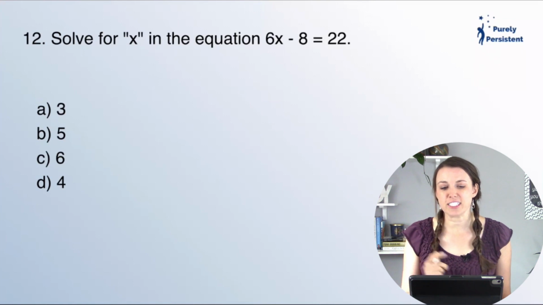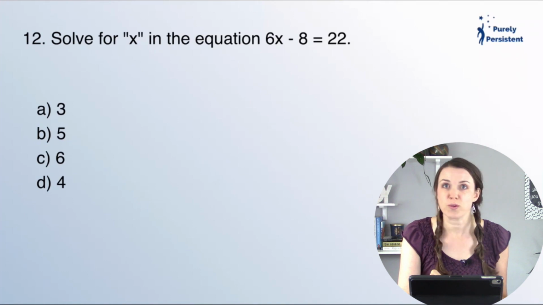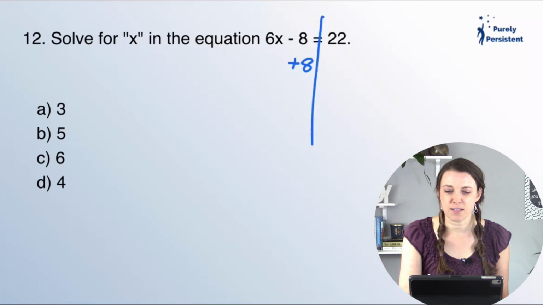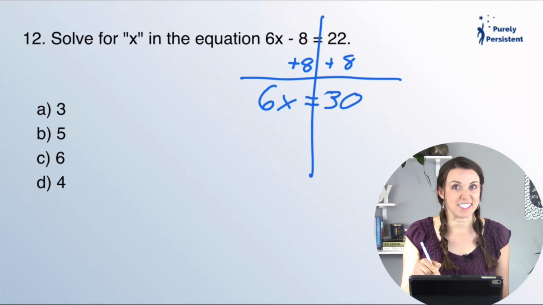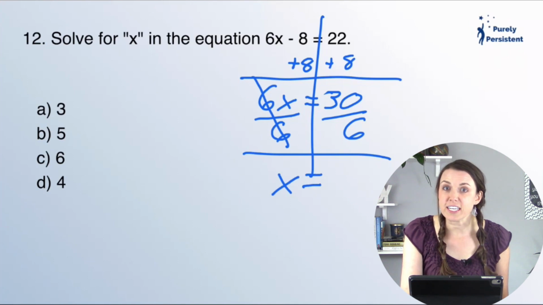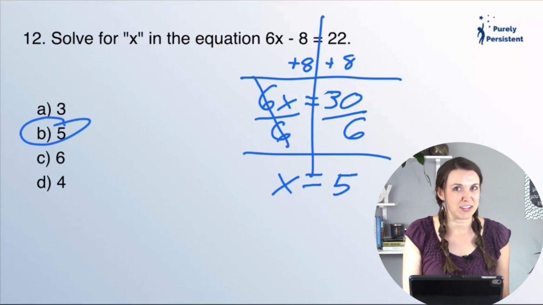Solve for x in the equation 6x minus 8 equals 22. All right, we've got a negative 8. What's the opposite of minus? Plus, right? So let's add 8 to both sides. And I have here 6x equals 30. x is multiplied by 6, so how do I get rid of it? I divide. So these are going to cancel out, and I'm left with x equals 30 divided by 6 is 5. So B here is my answer.